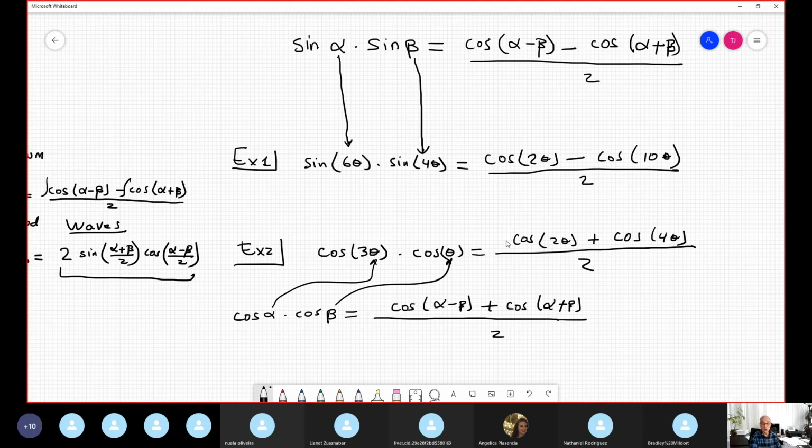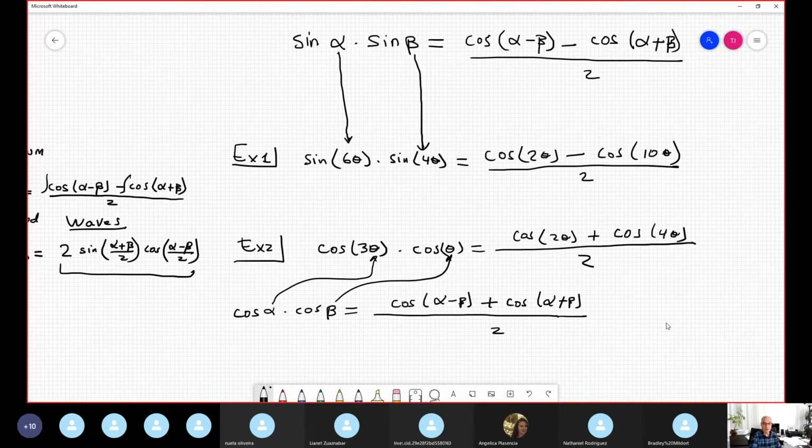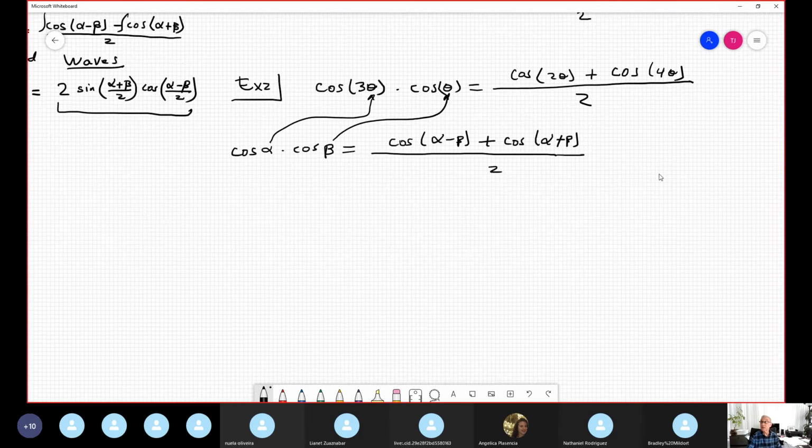It's unbelievable, but it's true. You convert multiplication to addition. Okay? Or backward. This is the product to sum formulas. And sum to product is, suppose. Okay, we have example 3 and example 4. And that's it for today.